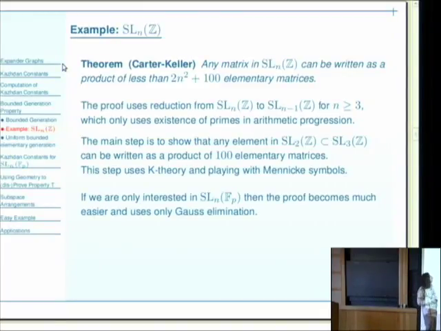There are versions of this result when you replace SO_n(Z) with practically any lattice in an arithmetic group, provided that you have enough unipotents. So any results about bounded generation for high rank lattices are okay if you have unipotents. If you don't have unipotents, forget it. It's like nothing is known.